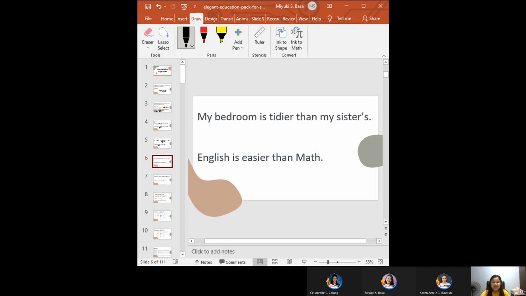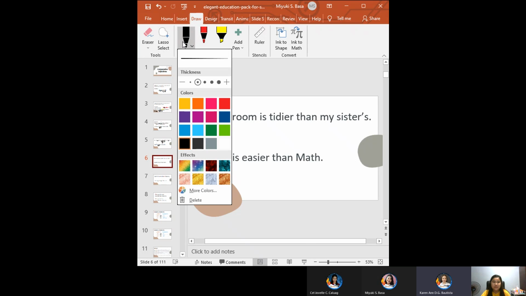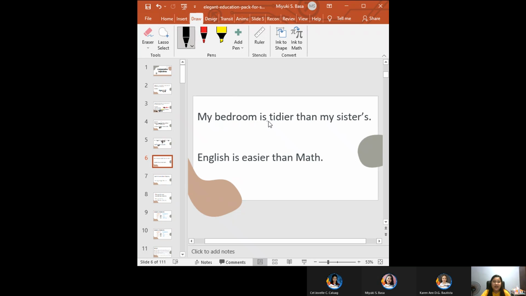Can you please read the first sentence, Ms. Bautista? My bedroom is tidier than my sister's. Okay, thank you. So my question is, what is the comparative adjective in the sentence and its base form? Miss Bautista? I think tidier and tidy. Okay, that's right. Tidier is the comparative adjective and its base form is the word tidy.